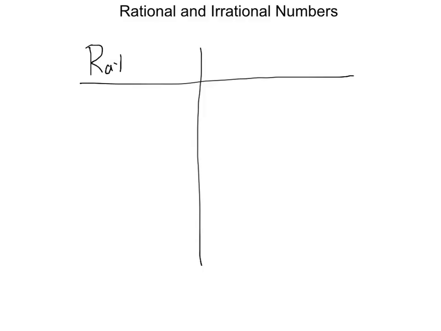So first, go ahead and in your notes put together a quick little T-chart. On one side, we're going to put rational numbers, and on the other side, we're going to put irrational numbers. Now, as we look at the difference, I'm going to show you some different examples and try to compare it to something else that you probably already know.